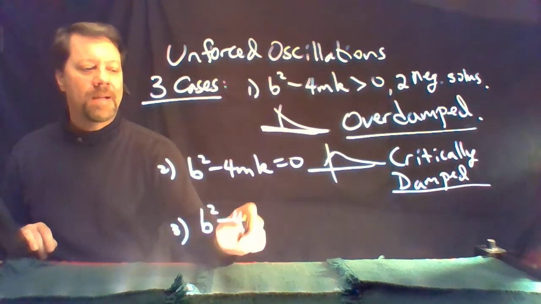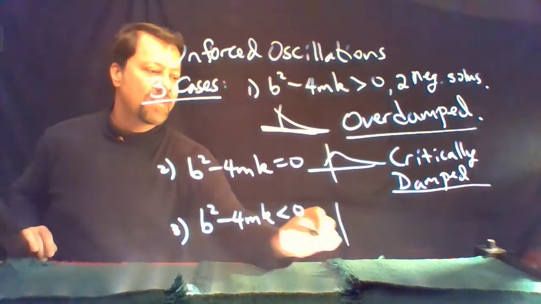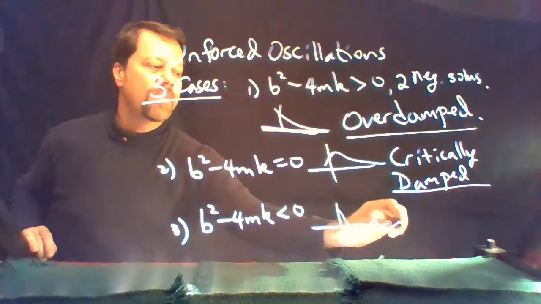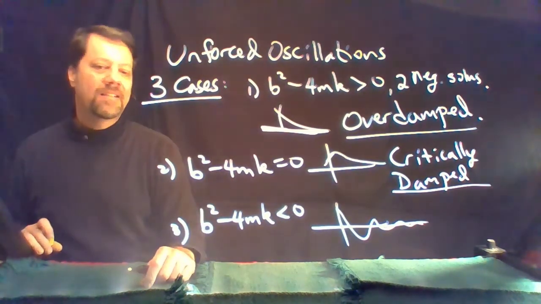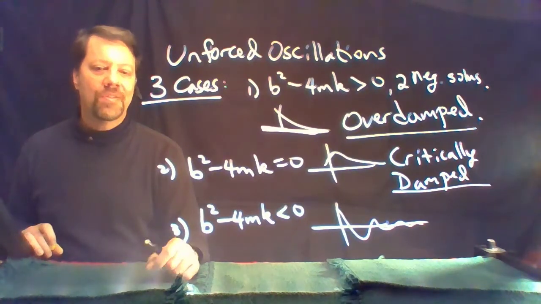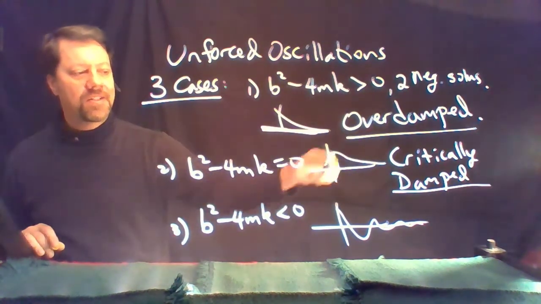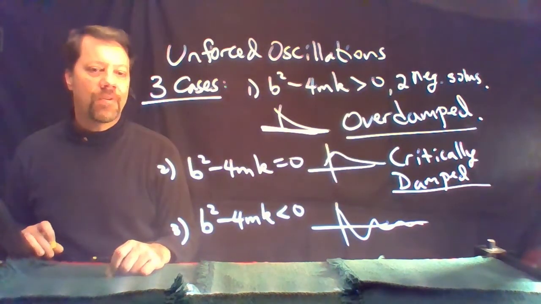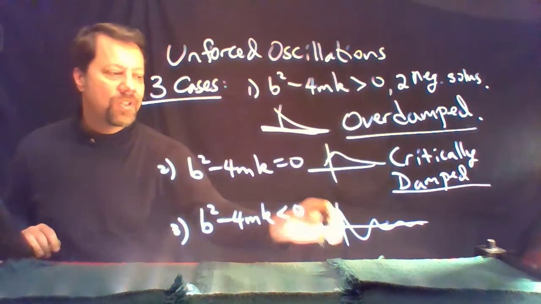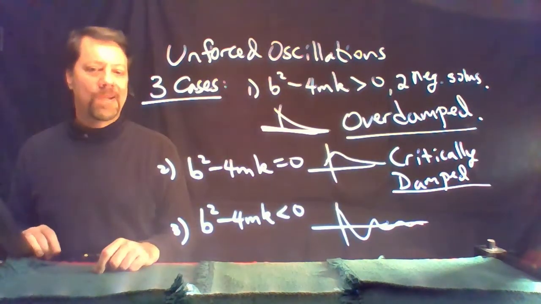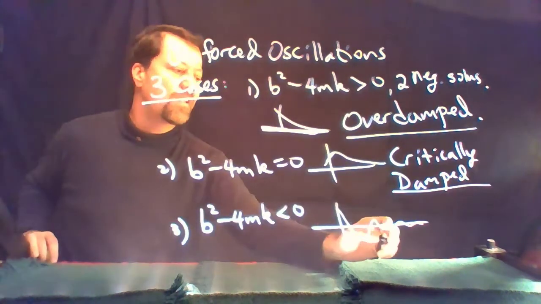Only in the third case do you get oscillation. That's where b squared minus 4mk is negative. In this case, the solutions will do something like this. They'll decay away provided b is not 0. B is the coefficient of friction. If there's no friction, you get the oscillations going on forever without a decay. If b is not 0, the solutions must decay away exponentially in this way, but they will still oscillate. These are called underdamped.